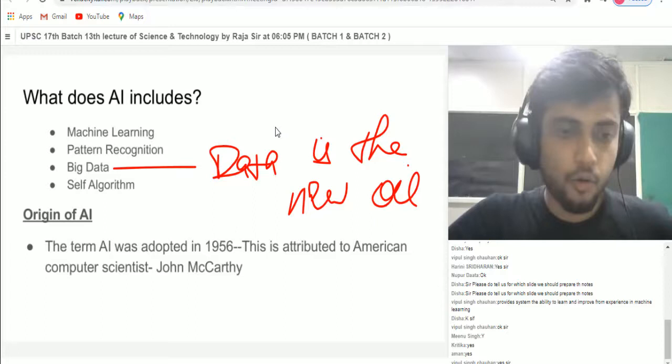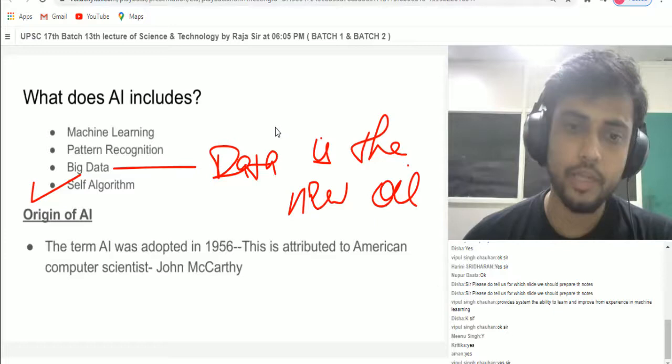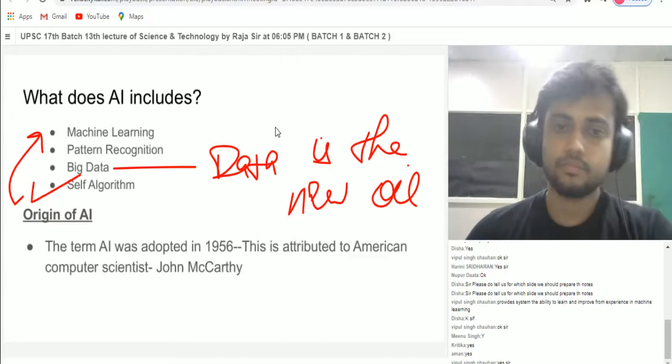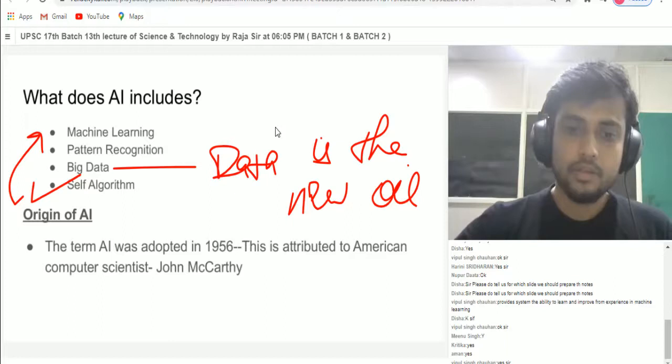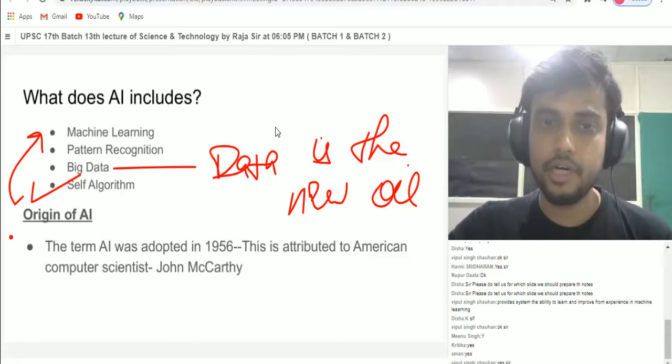And one thing is self algorithm. These self algorithms are a part of machine learning. Self algorithms are basically used in machine learning. So the term AI was adopted in the year 1956, and the term artificial intelligence is attributed to the American computer scientist John McCarthy.